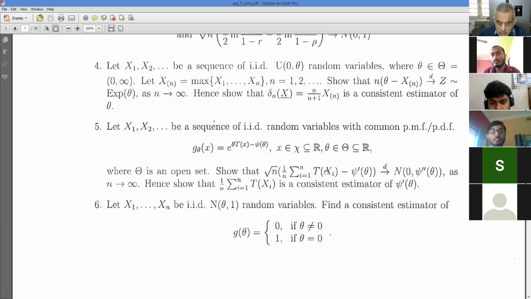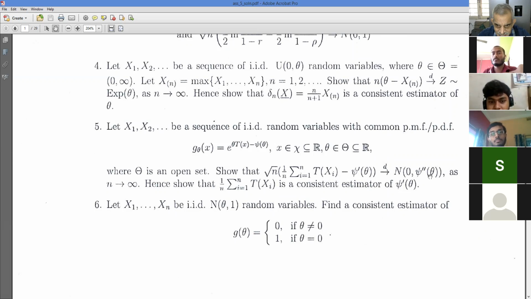Now this is a mean. So if you can show that the expected value of T(X1) is psi prime theta, because T(X1), T(X2), T(Xn) are IID, it is a mean. So if it is a mean, psi prime theta is the expected value of T(X1) and psi double prime theta is the variance of T(X1), you have proved it, right? So the only thing you need to show is that the expected value of T(X1) is psi prime theta and the variance of T(X1) is psi double prime theta.